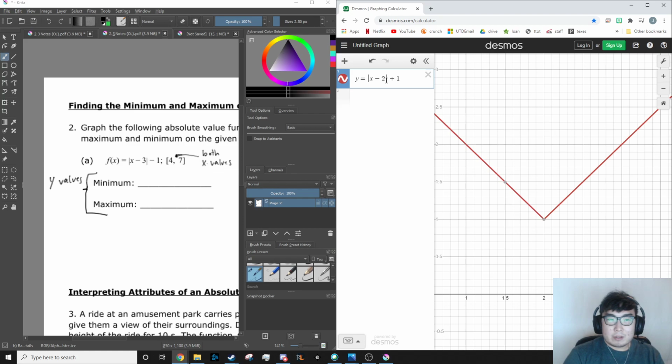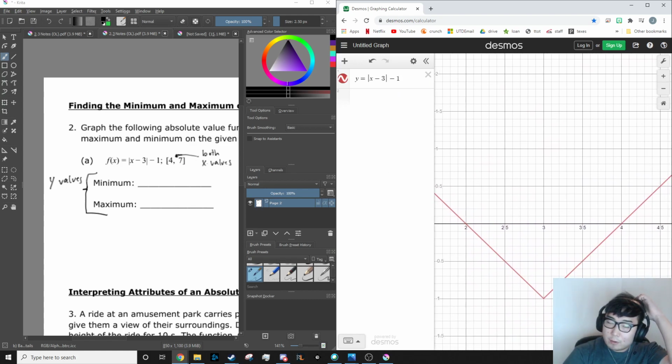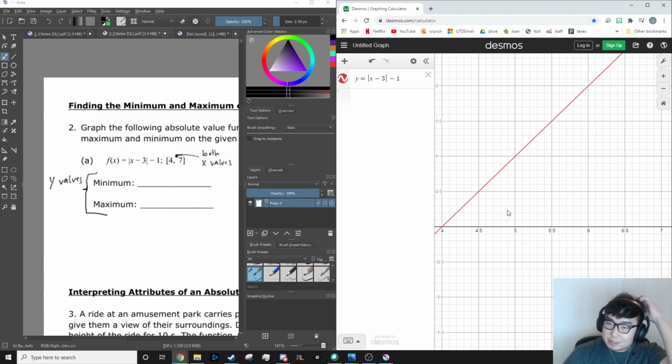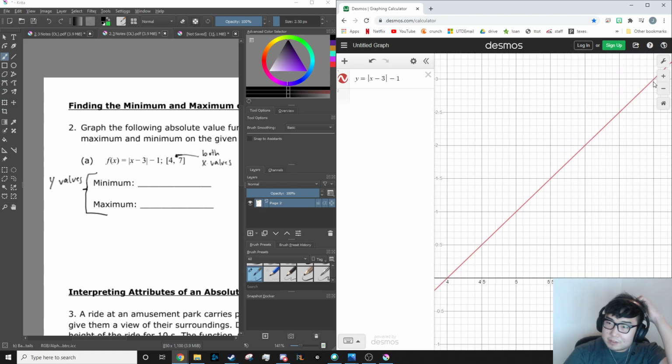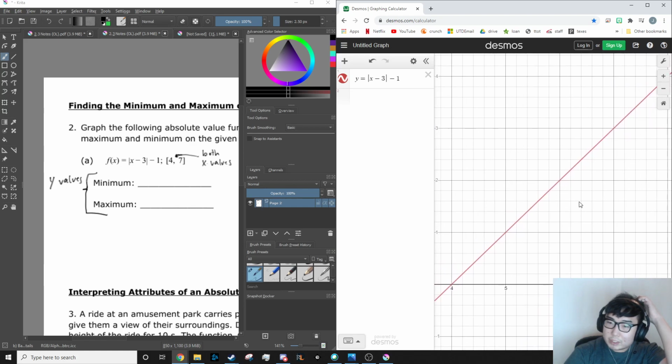So it's the absolute value of x minus 3 minus 1. And they're saying look between 4 and 7. So 4 is here, and 7 is here. I'll scroll a little bit more. There we go. 4 is here, and 7 is here. And they're saying which one's the smallest? What's the smallest y value between those two? And what is the biggest value between those two?